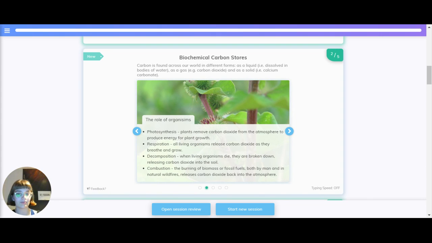The role of organisms. So there's photosynthesis. Plants remove carbon dioxide from the atmosphere to produce energy for plant growth. Respiration. All living organisms release carbon dioxide as they breathe and grow. Decomposition. When living organisms are broken down, carbon dioxide is released into the soil. Combustion. The burning of biomass or fossil fuels, both by man and in natural wildfires, releases carbon dioxide back into the atmosphere.